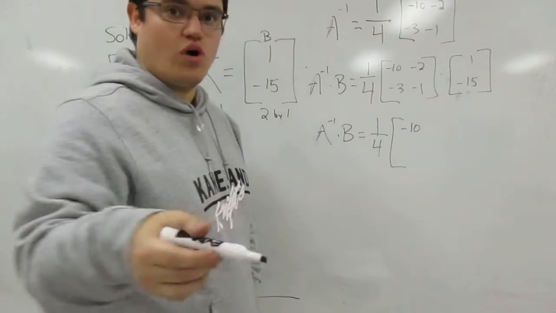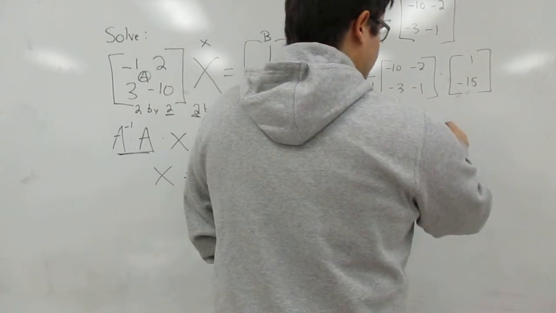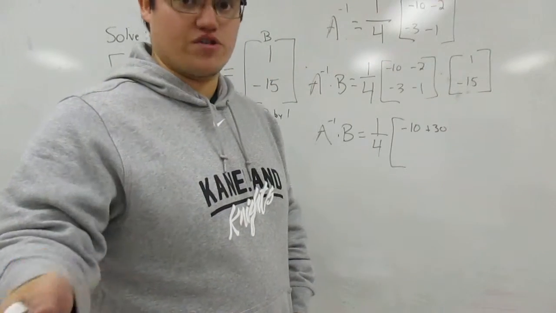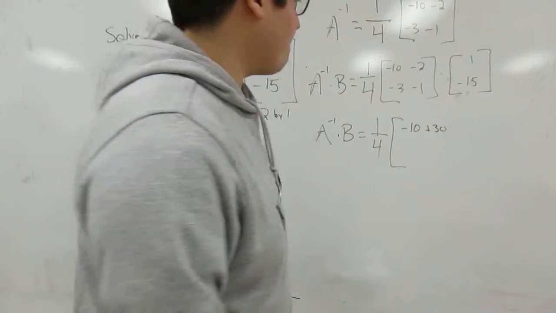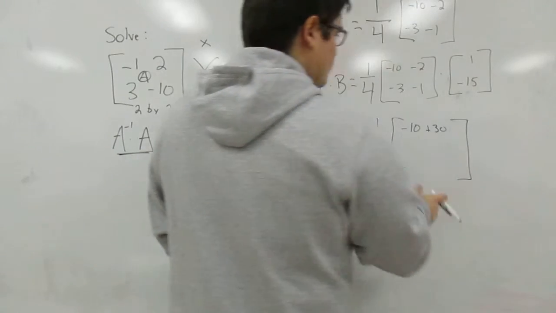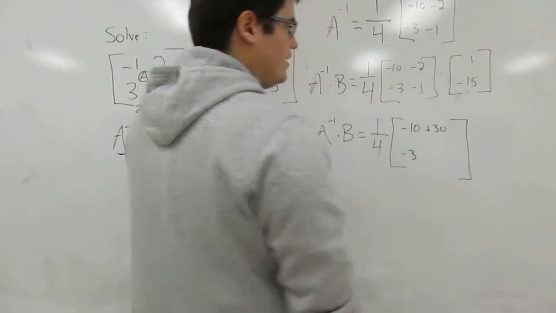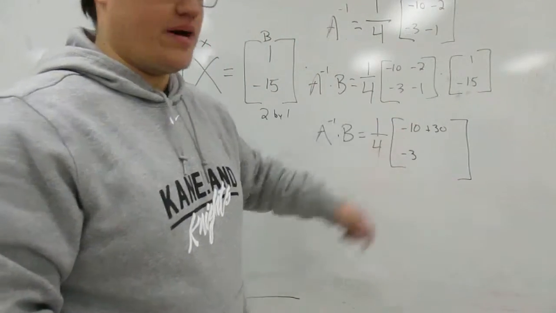-10 times 1 is -10 plus 30. So -2 times 15. I guess if you don't know how to do matrix multiplication, look at that video. Okay. Then this row by that column, -3. -1 times -15 is a positive 15.